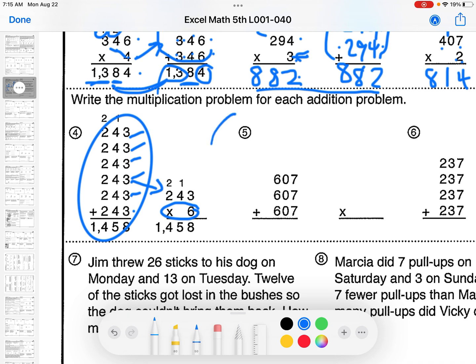Okay, pause the video. I want you to do 5 and 6. Do both of those. Get all the rest of these done, 5 and 6. Don't do number 7 yet, though. And then turn the video back on to see if you got it right.